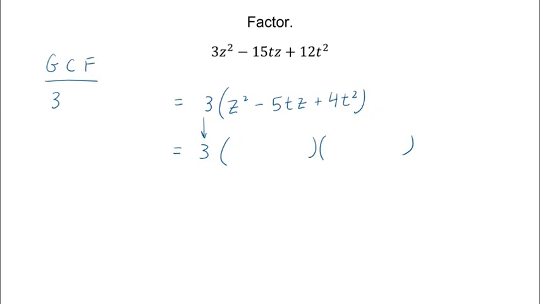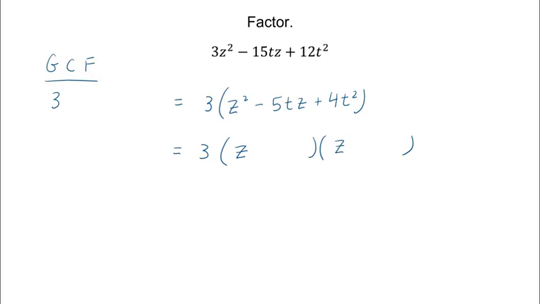All right, to get the first term in each binomial factor, here and here, when we multiply those 2 terms together, we know that we must get a z squared. So there's no other option but z and z.